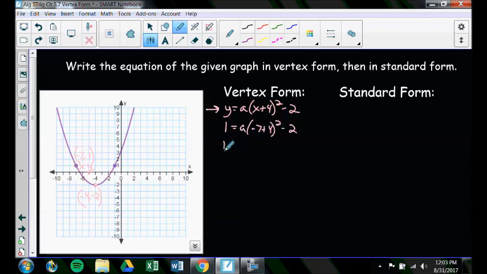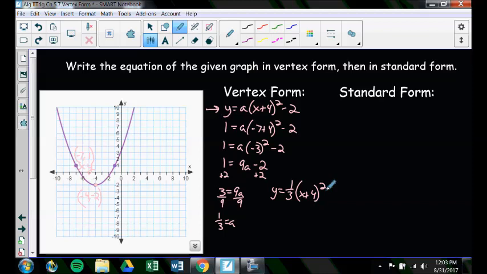Now I can solve this for a. 1 equals a times -3 squared minus 2. -3 squared is positive 9. So 1 equals 9a minus 2. I'm going to add that 2 to both sides to get the a by itself. 3 equals 9a. Divide both sides by 9. 1/3 equals a. So this is the equation y equals 1/3 times x plus 4 squared minus 2.